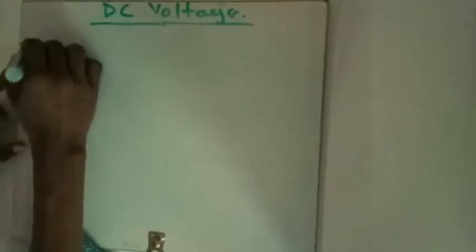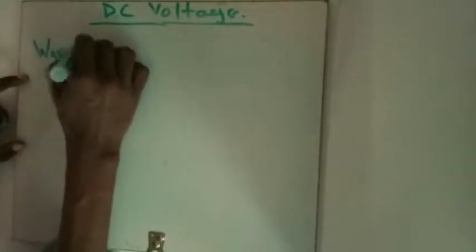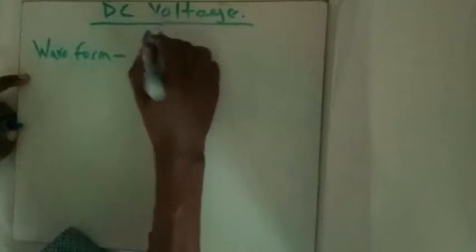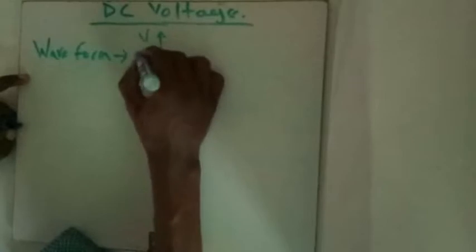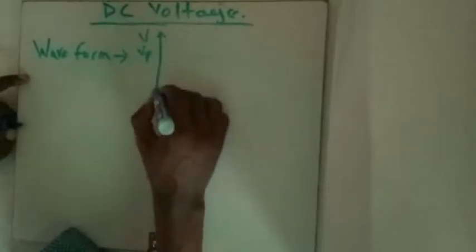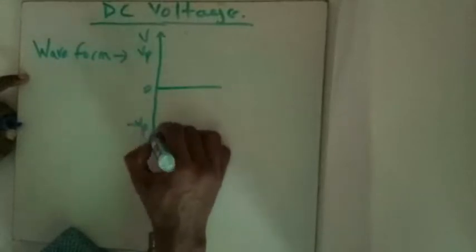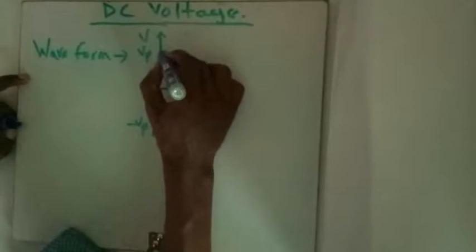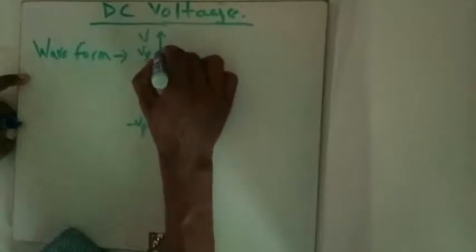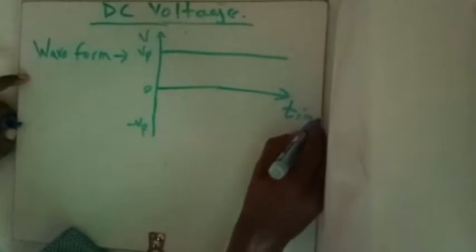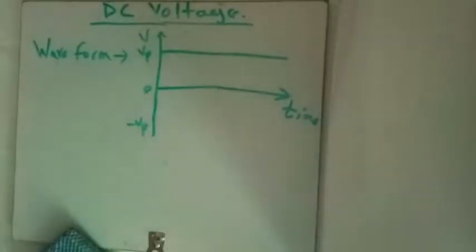Now the waveform from DC voltage is pretty much direct actually. It's as straightforward as can be. Positive V peak. You can have a zero, maybe a negative V peak, but the negative V peak doesn't matter. It's just positive. DC voltage is at the V peak and it just goes like that, a straight line. So this is DC voltage.